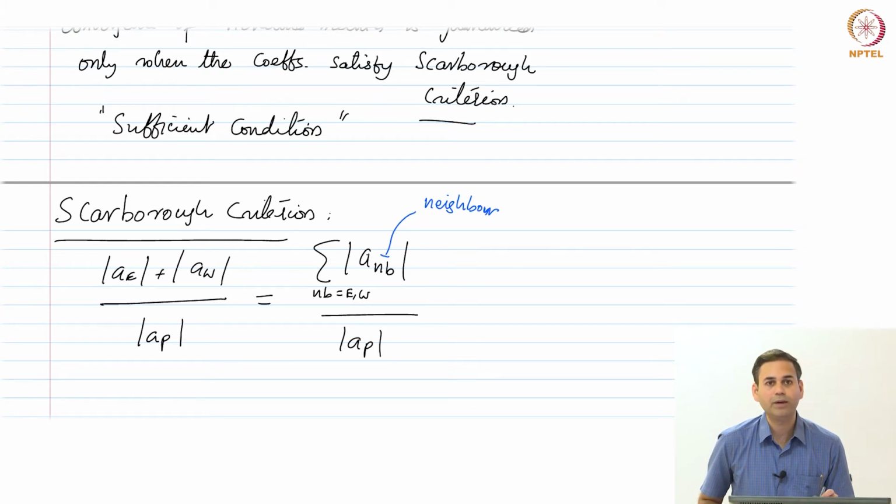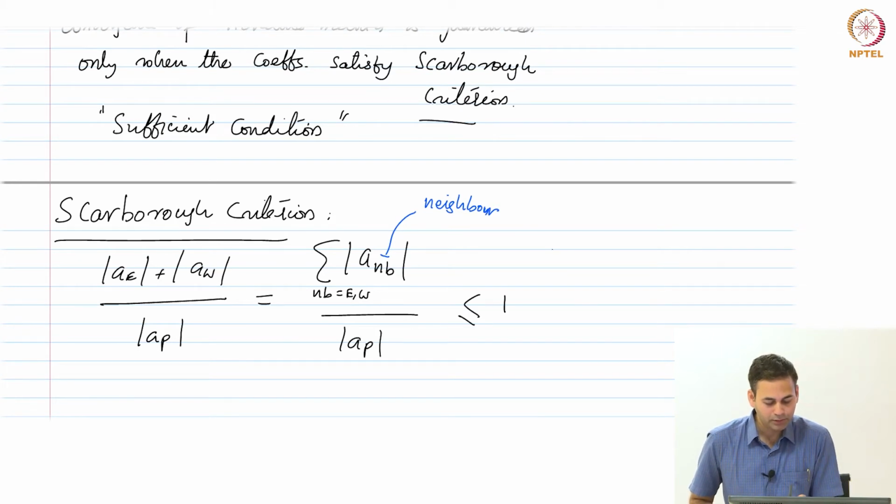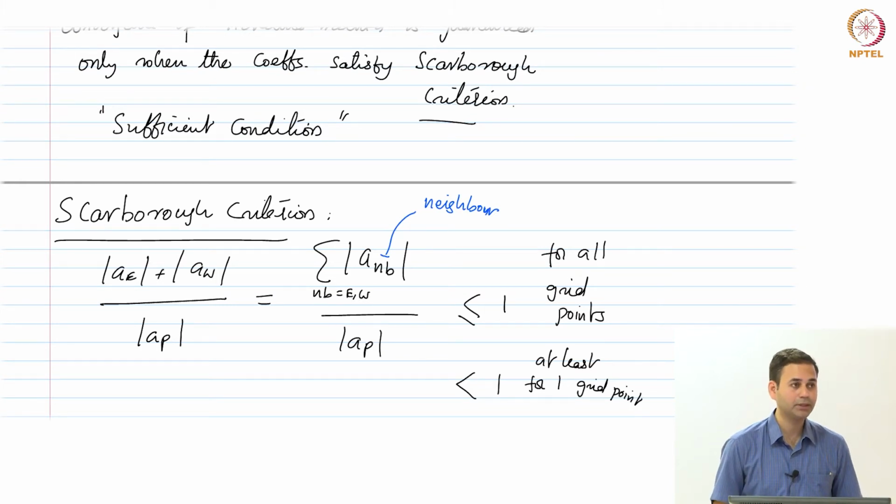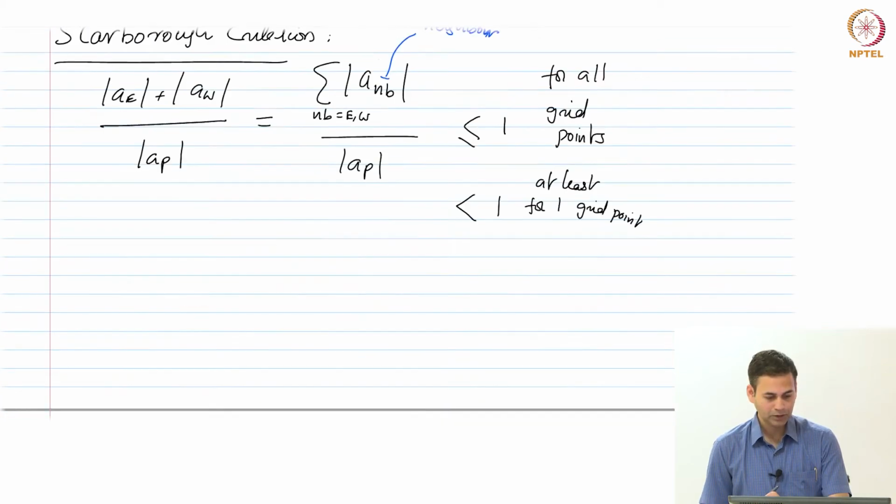We have only 2 neighbors. So, the sum of the absolute values of the neighboring coefficients upon the central coefficient should be less than or equal to 1 for all grid points, and should be less than 1 at least for one grid point. So, that is Scarborough criteria. This needs to be satisfied. If this is not satisfied, your iterative scheme may not converge, it is not guaranteed to converge. All right. So, what does this mean?